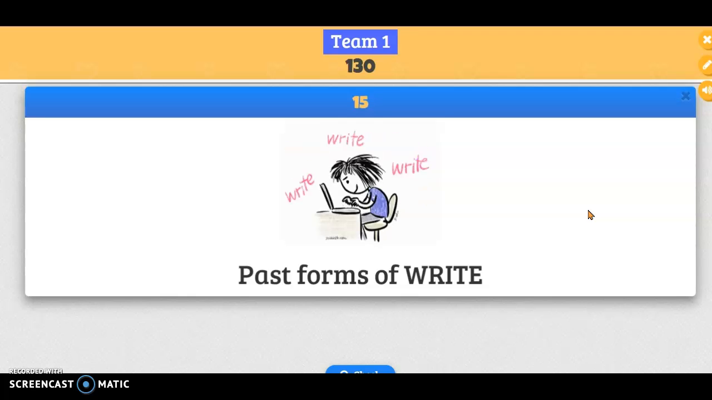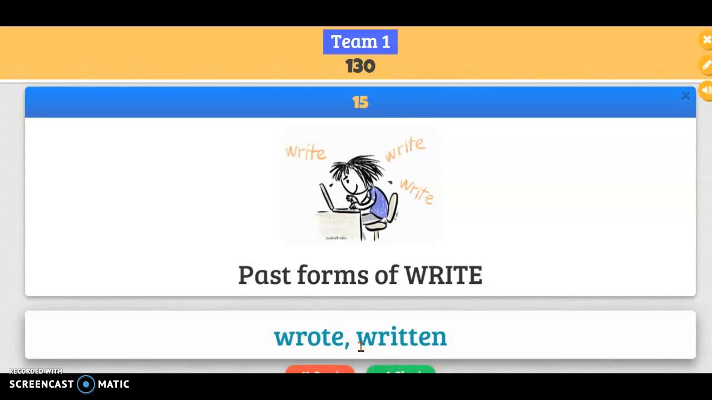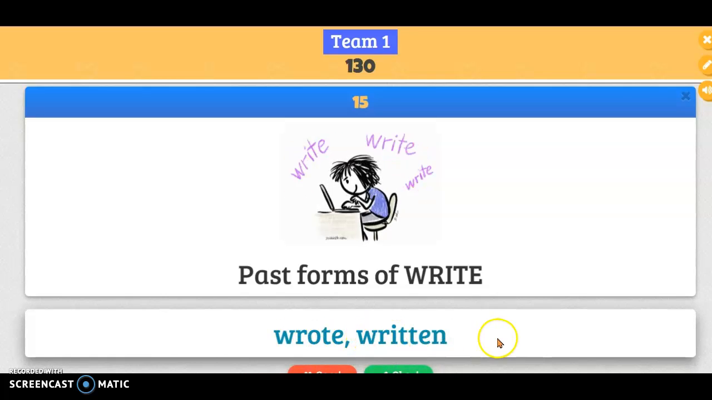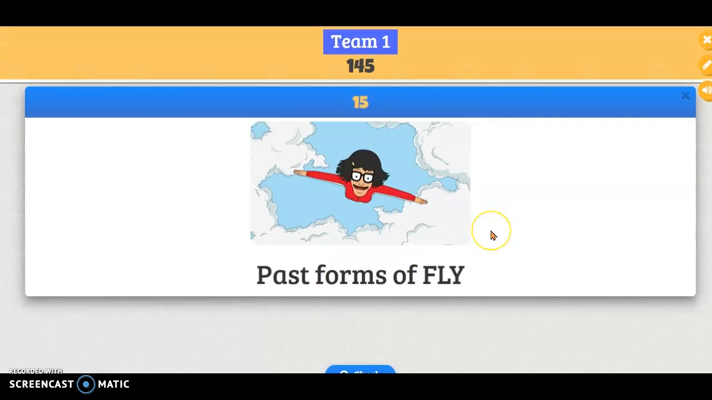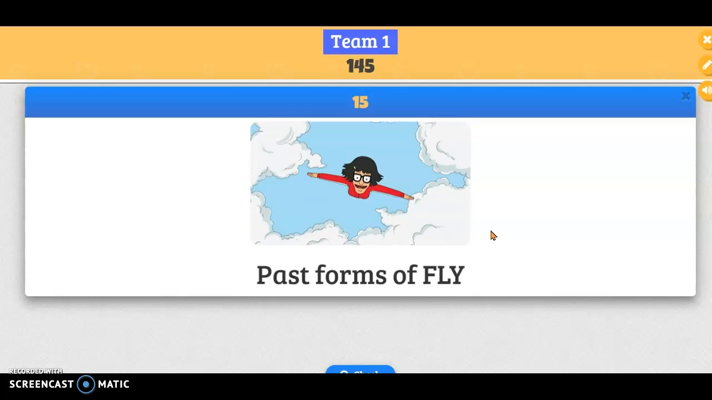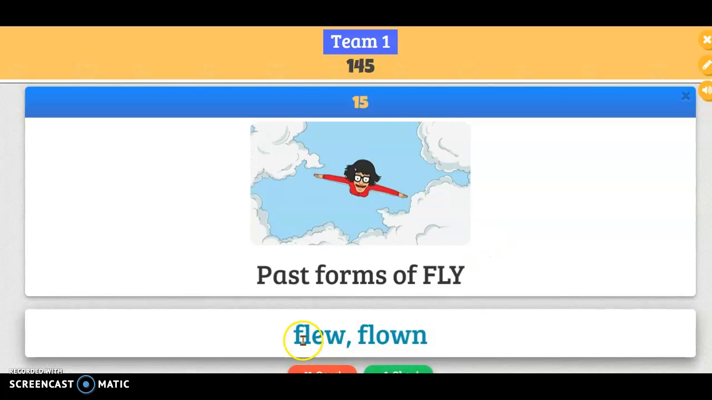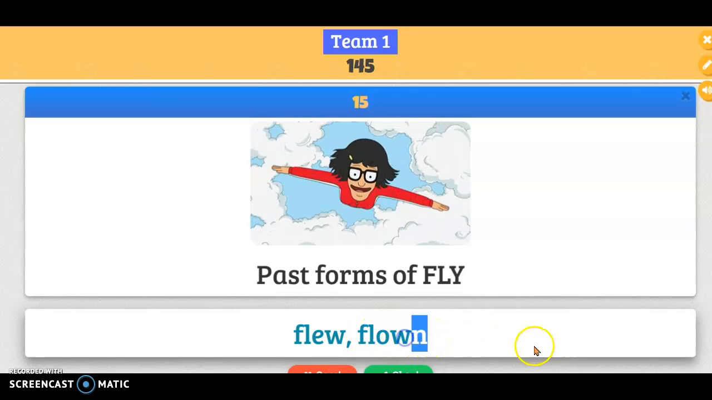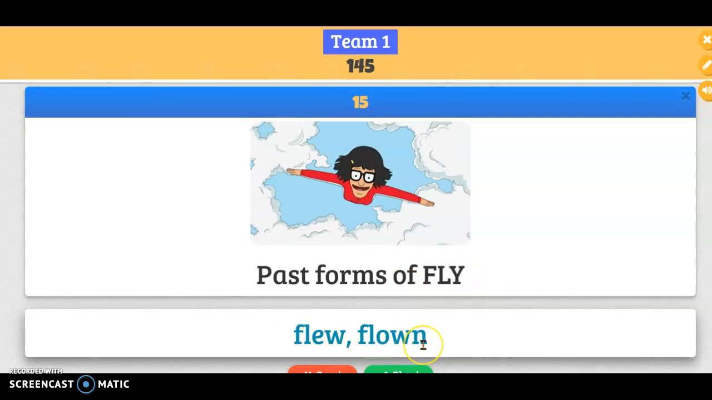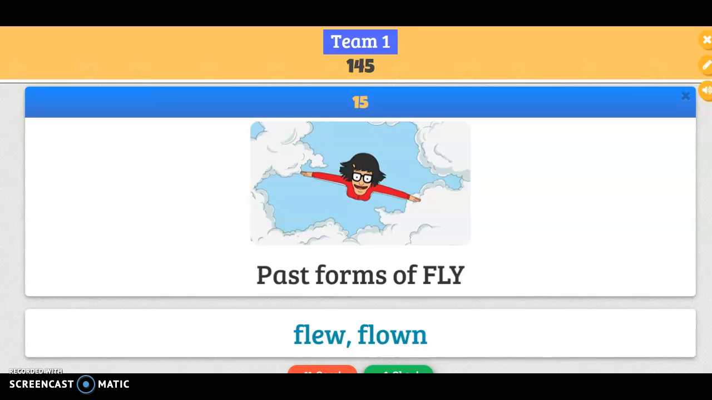Write what you do every day on the computer or on your notebook or book. You write. Wrote, written. Double T, super important. Write, wrote, written. You can never forget it. Next we have fly. Wow, she's flying. Flew, flown. Some past participles have an N at the end. Fly, flew, flown. Okay, copy them.